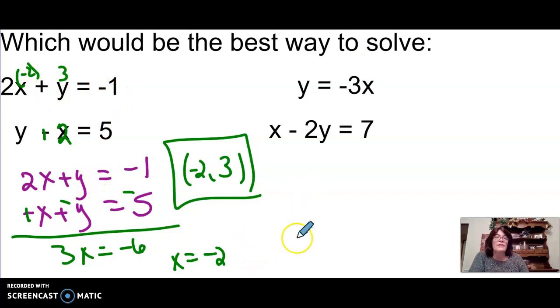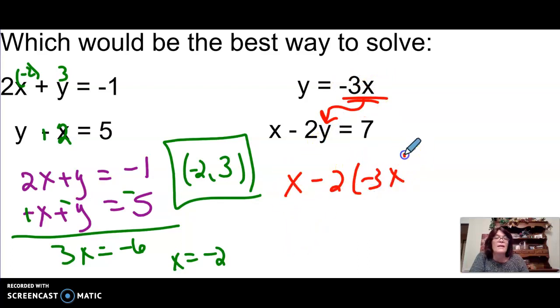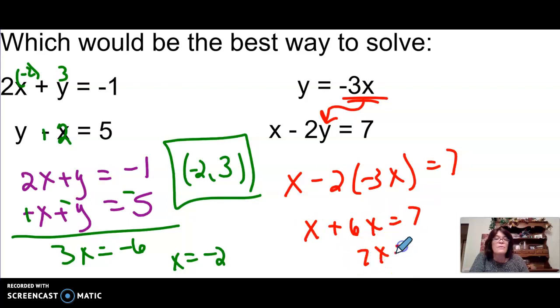Now this one, I'm not going to use elimination by addition. It already says y equals. If they're telling me that y equals -3x, then put -3x in for y in the other equation. It's so quick. Substitution is so quick when you already have a letter solved for. So this gives me x plus 6x equals 7. 7x equals 7, so x is 1.